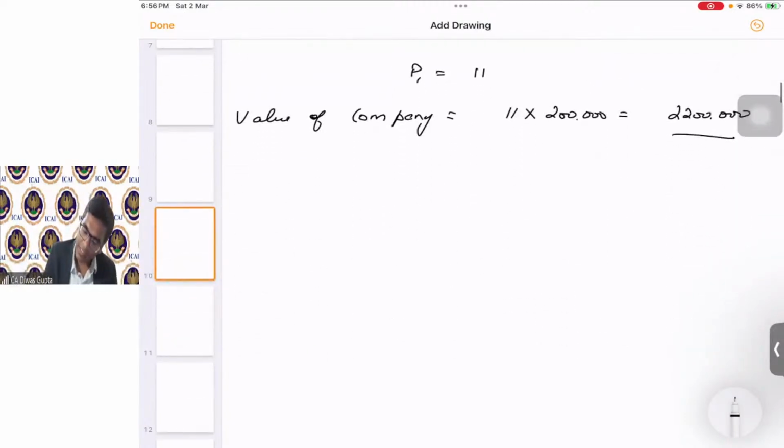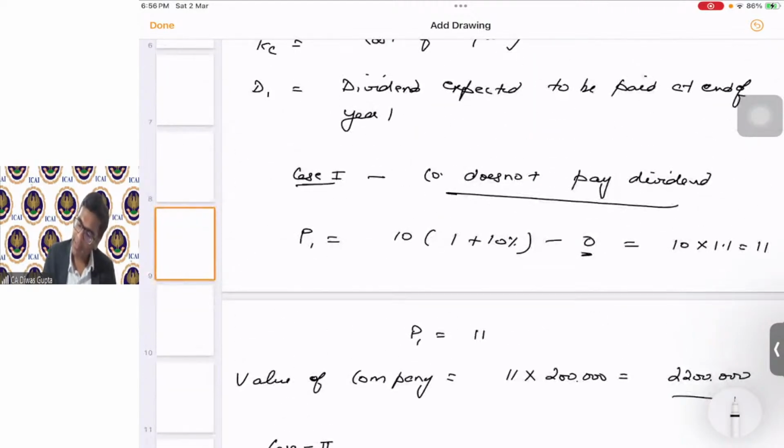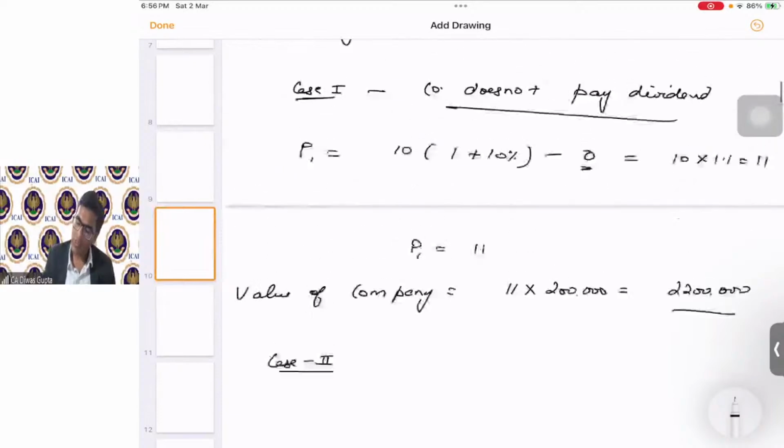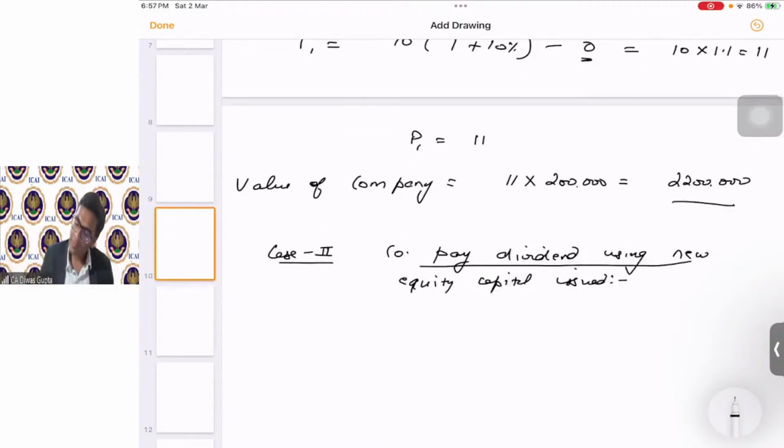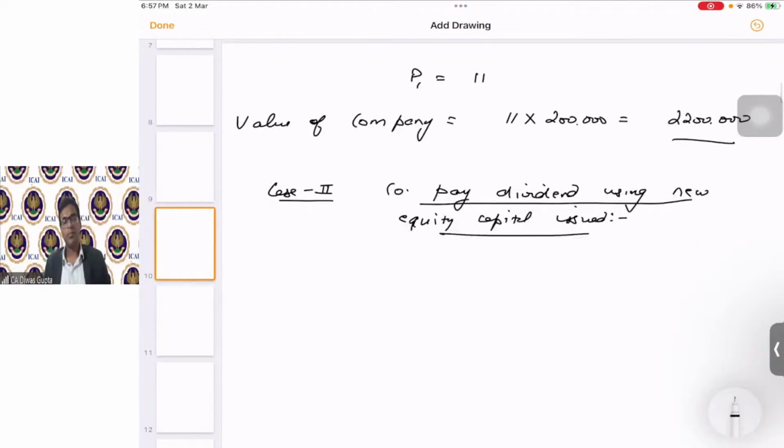Now, let's take case 2. So in case 1, we have assumed that the company does not pay dividend. In case 2, let's assume the company pays dividend using new equity capital issued. Okay.